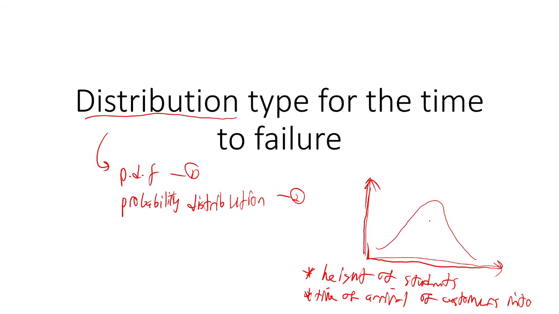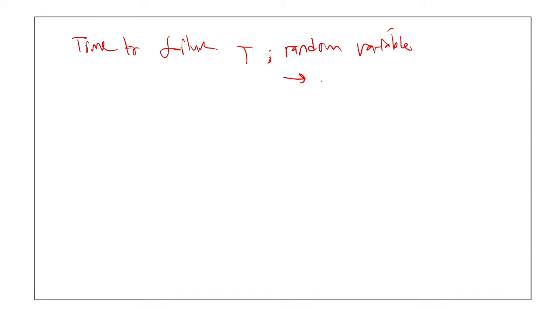So similarly, the time to failure is also a random variable, and therefore there must be a type of distribution function that can be used to express the time to failure.